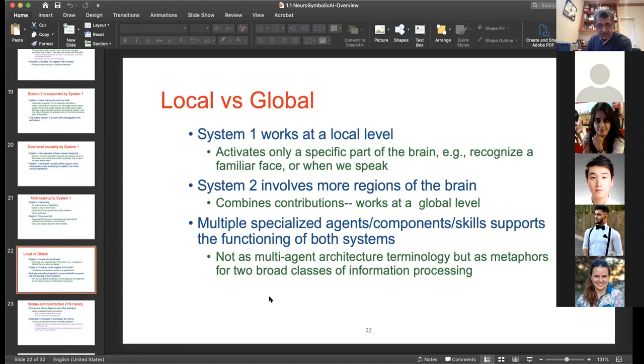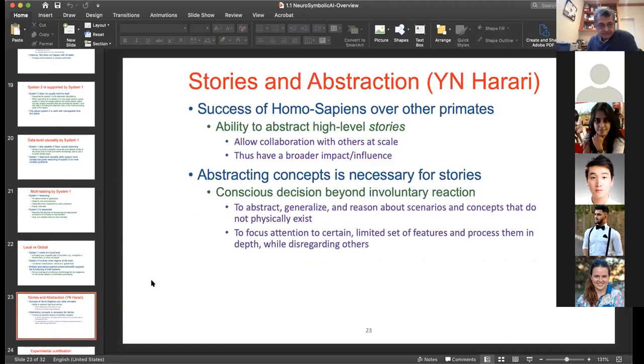Multiple specialized agents, components, skills support the functioning of both systems, not as multi-agent architecture terminology, but as metaphors for two broad classes of information processing. So do we need a multi-agent architecture? So one is doing this and the other one is doing that. The same brain is doing both. So it's not that it's completely divided up. Anyway, these are all observations, stories and abstractions.